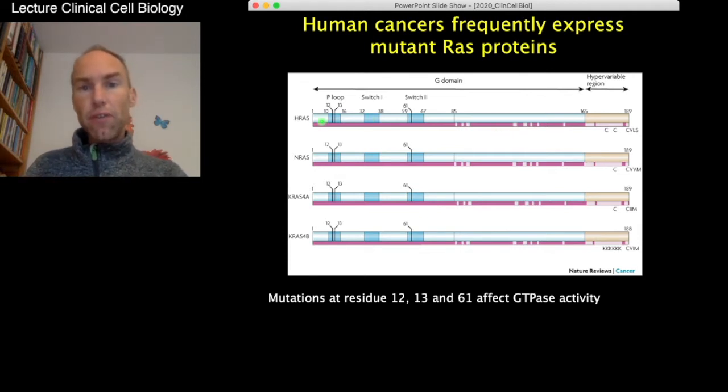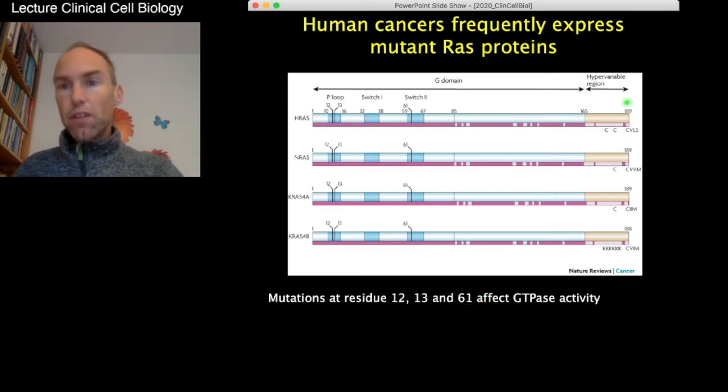There are different RAS oncoproteins, HRAS, NRAS, and KRAS. And when they are mutated at residue 12, 30, or 61, their GTPase activity is changed. And this mutation causes their constitutive activity, so they're always turned on. And this, of course, is a problem and leads to cancer.